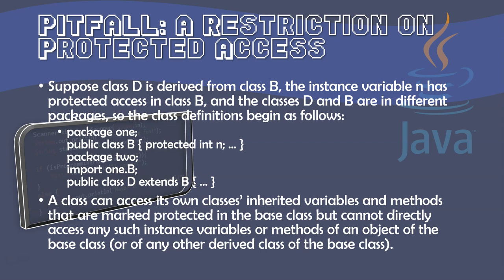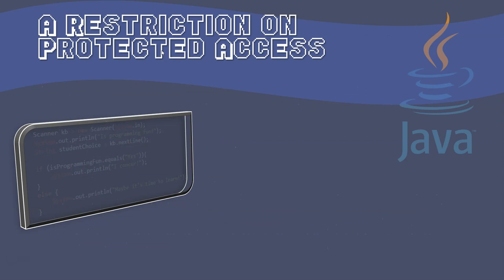When we look at this example, a class that has marked its own classes inherited variables and methods that are marked protected in the base class, but cannot directly access any instance variables or methods of an object of the base class or any other derived class of that base class. So it's important to think about this because it can affect how we start using our code. Again, this is not something you're going to see as often because it's not necessarily a recommended access level, but if you do come across it, it's still something that you should be aware of. Now, protected access, as I mentioned, has restrictions. There are better ways that we're going to look at here.